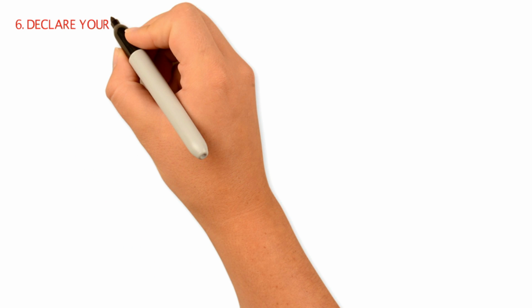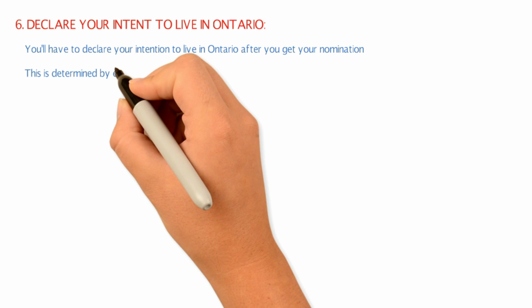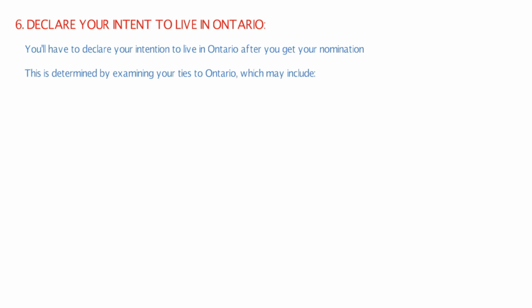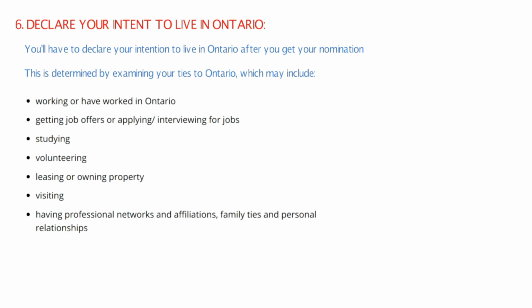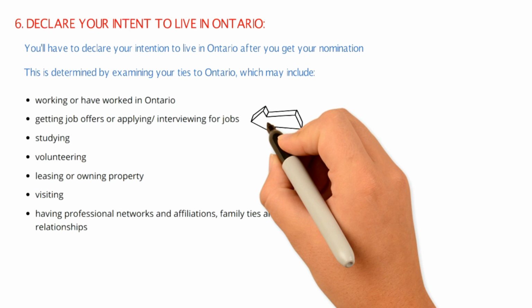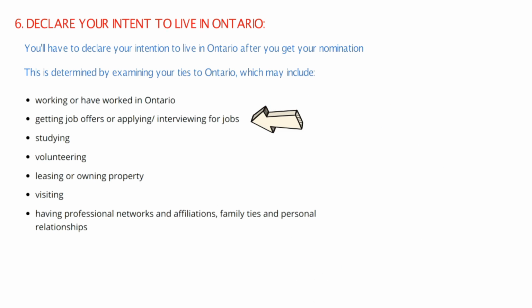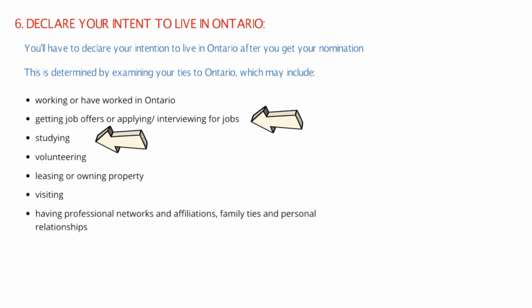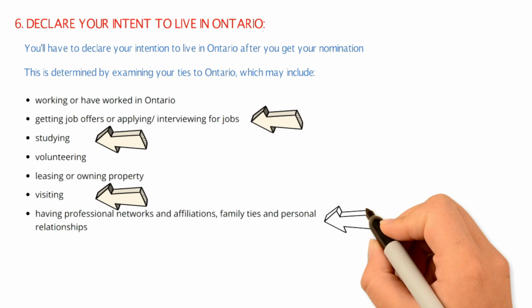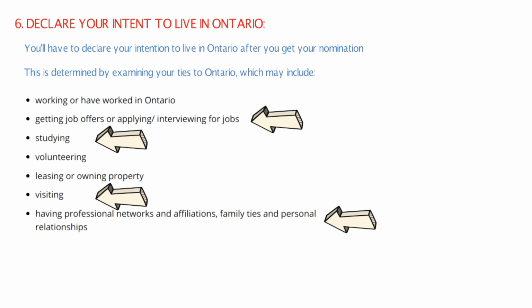The next requirement is that you'll have to declare your intention to live in Ontario after you get your nomination. This is determined by examining your ties to Ontario, which may include the following details. The easiest ways to show your intention to live in Ontario would be proof that you've applied for jobs in Ontario, that you've studied in Ontario, if you've previously visited Ontario on a visit visa, or if you have any professional ties or family members in Ontario who are citizens or PR holders.